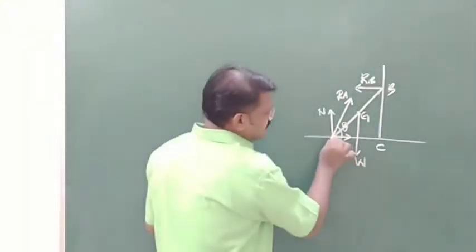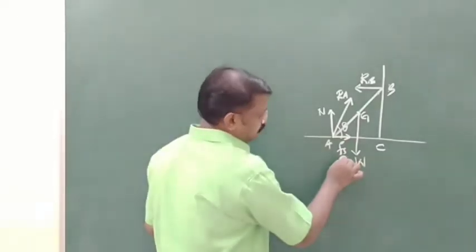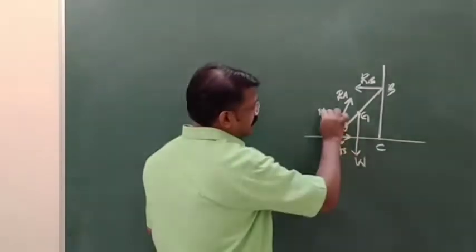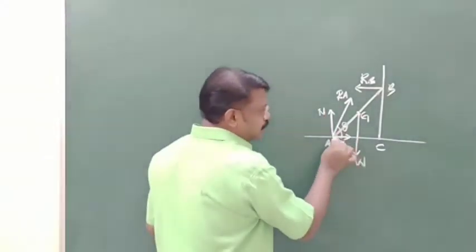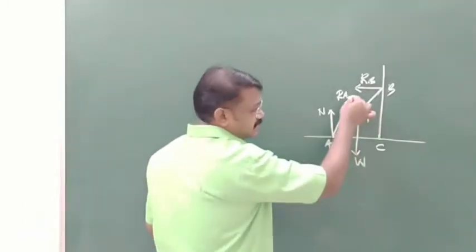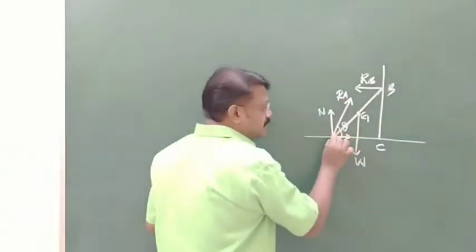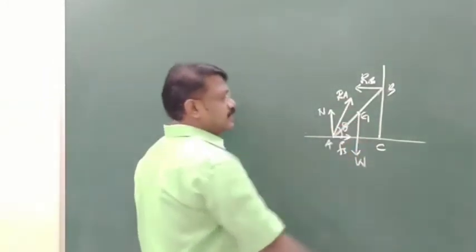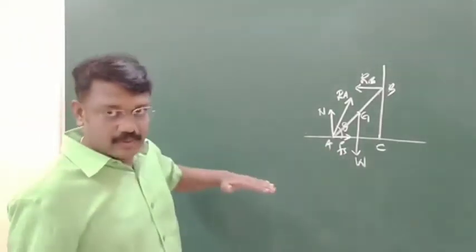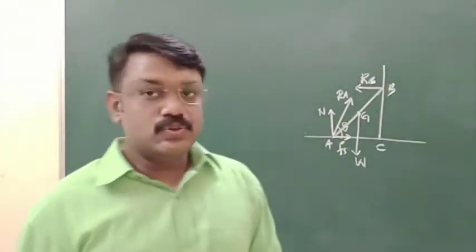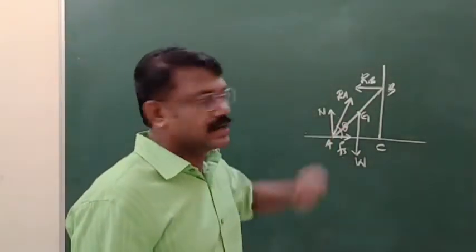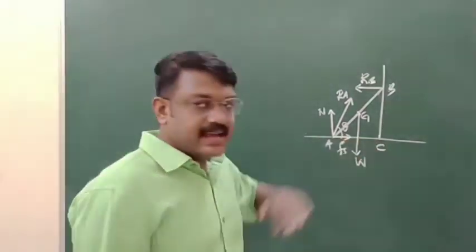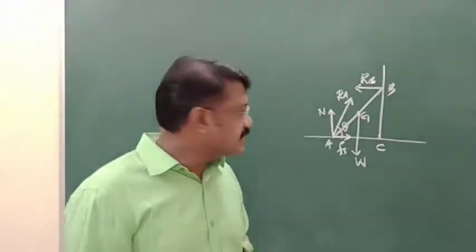This is a force Fs. Fs is the friction force acting towards the point C, the foot of the wall, and N is the normal reaction. These two forces are acting, so their resultant is the net force at point A, which is Ra, which makes an angle theta with the floor. So these are the forces acting on the ladder, and we can say that this ladder is in equilibrium.